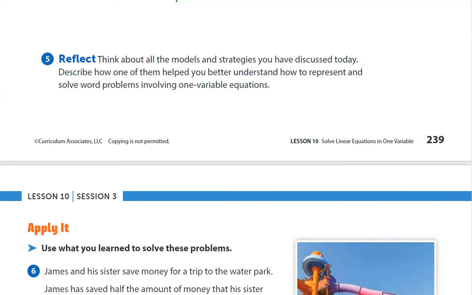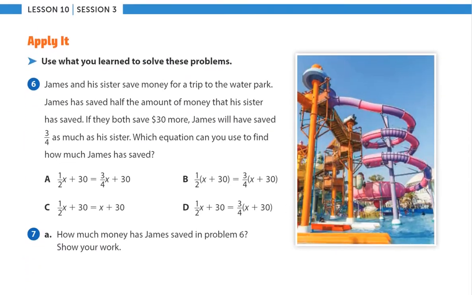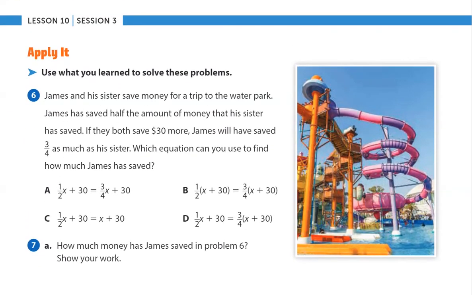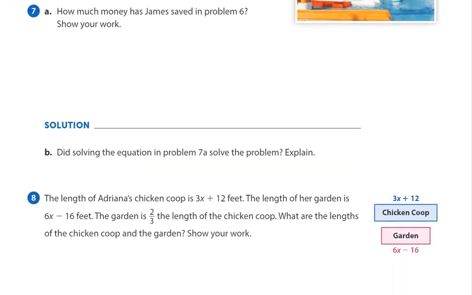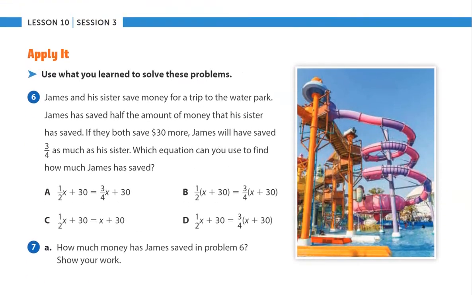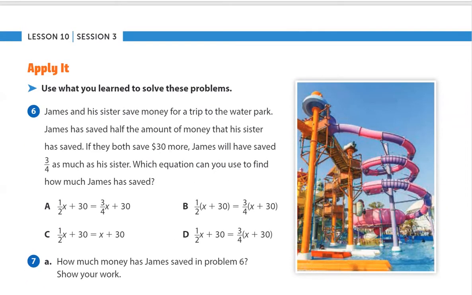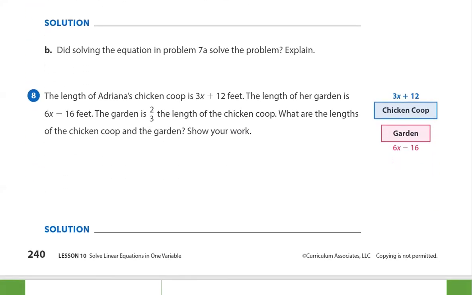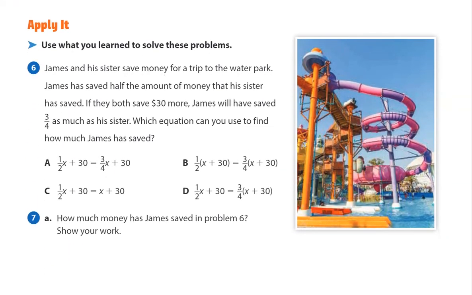Okay, you paused, you answered number 5. Now, ooh, water slide. I love water slides. That's exciting. And, okay, 3 practice problems. Alright, number 6. What page is this? 240. Okay. Number 6. James and his sister save money for a trip to the water park.